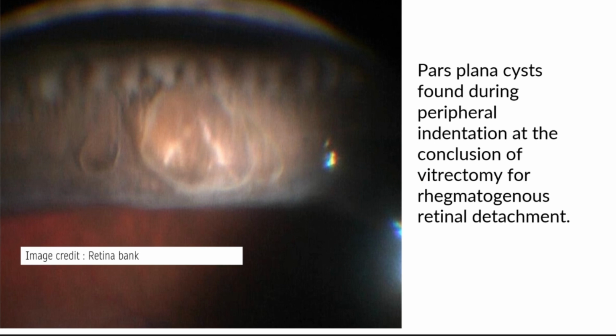This picture is actually from Retina Bank, and here you can see the pars planar cysts, and these cysts were found during the vitrectomy surgery for rhegmatogenous retinal detachment. So there has been a peripheral indentation that has been applied. You can see over here, these are your ciliary processes, and this is the pars plana region, then again the ora serrata, and then you have the retina. So in the pars plana region you can see this cyst.